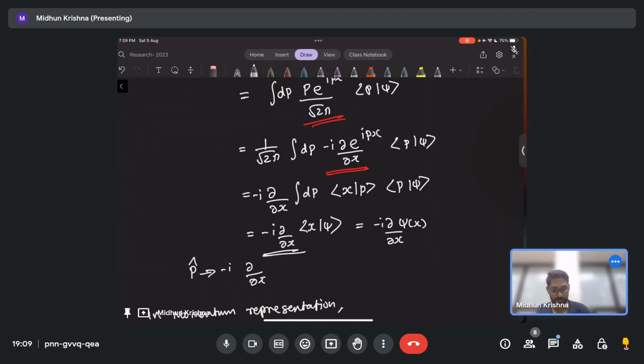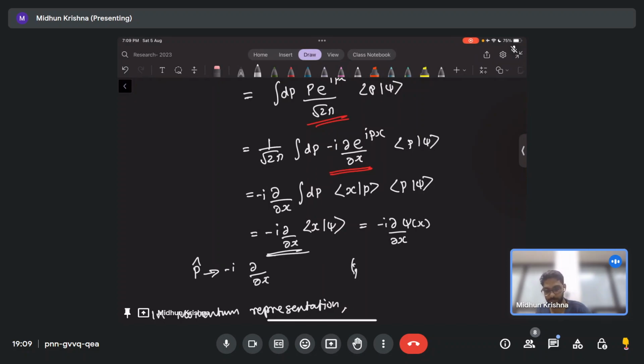So in position representation, x acting on psi is just x times psi, and p cap becomes minus i dou by dou x.